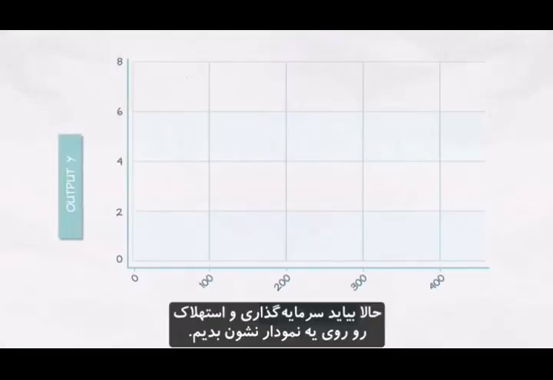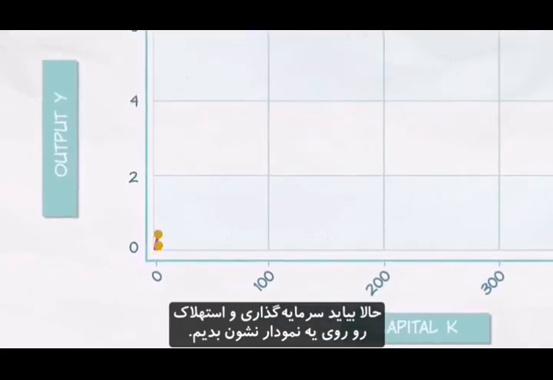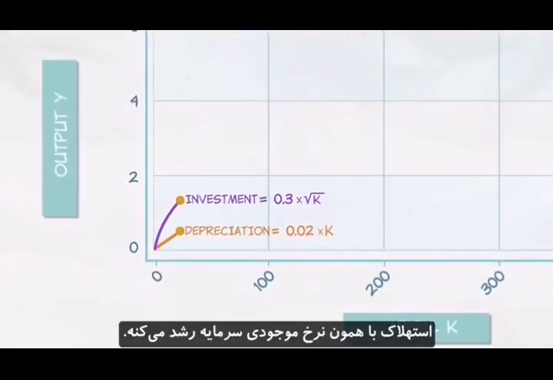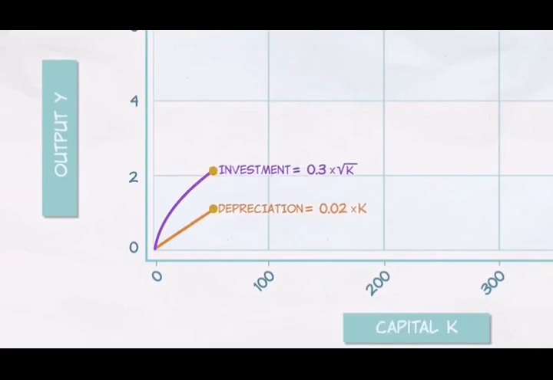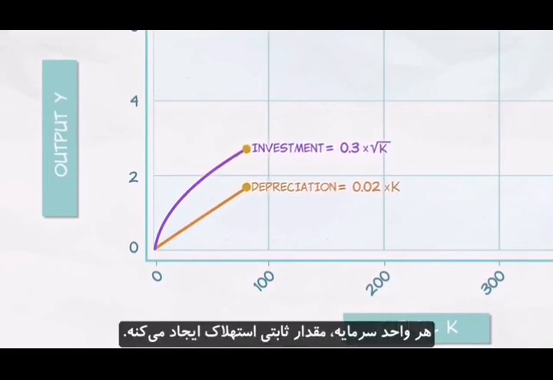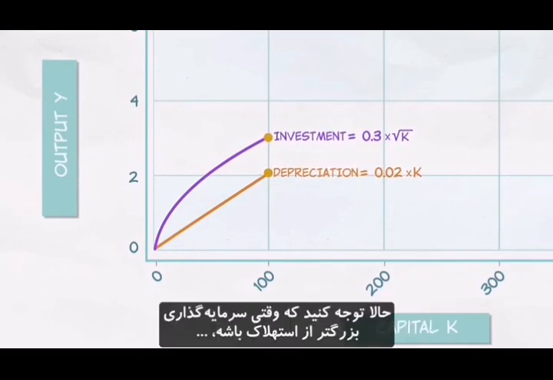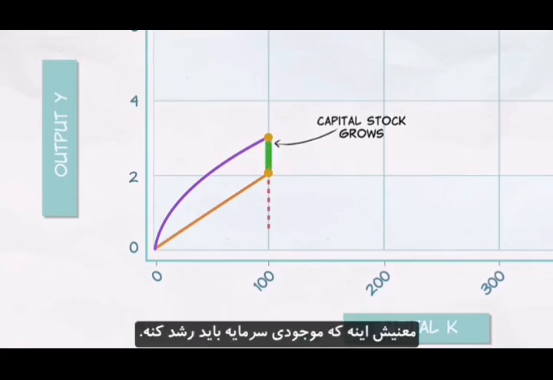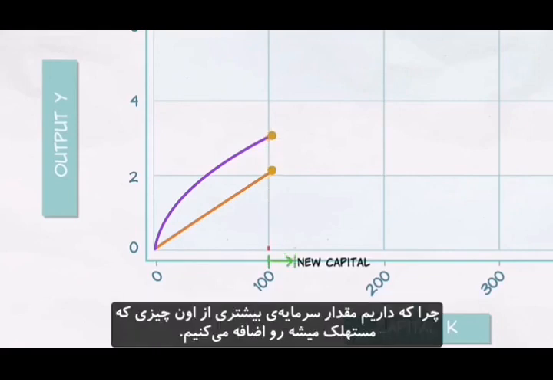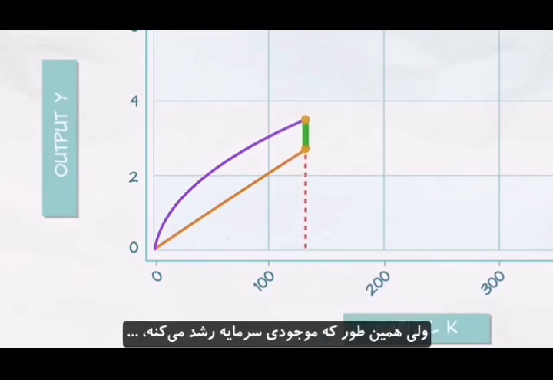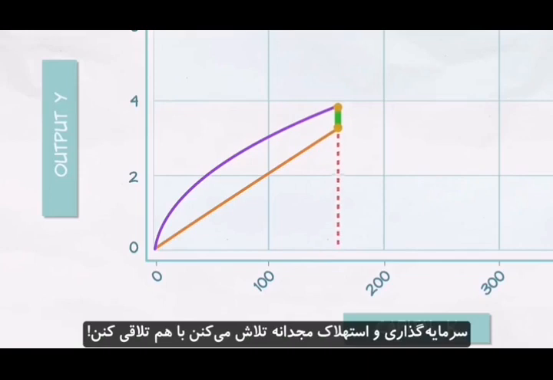Now let's put investment and depreciation on the same graph. Depreciation is growing at the same rate as the capital stock grows. Each new unit of capital creates an equal amount of depreciation. Now notice that when investment is greater than depreciation, that means the capital stock must be growing. We're adding more units of capital than are depreciating. But as the capital stock grows, investment and depreciation are on a crash course to intersect.